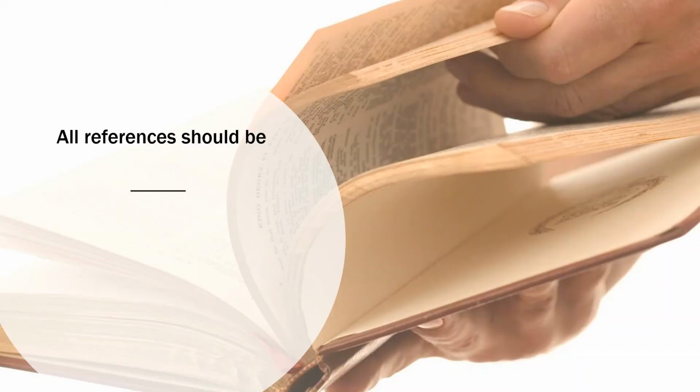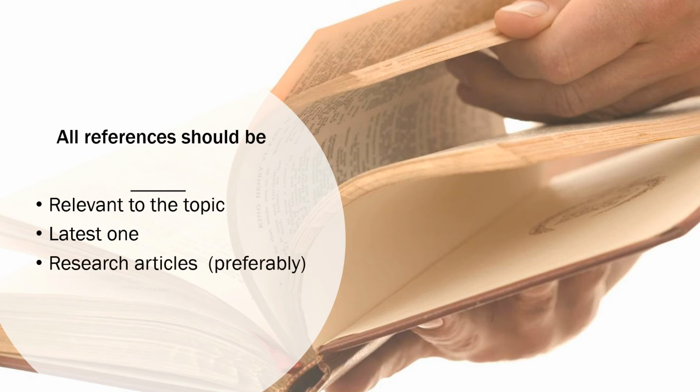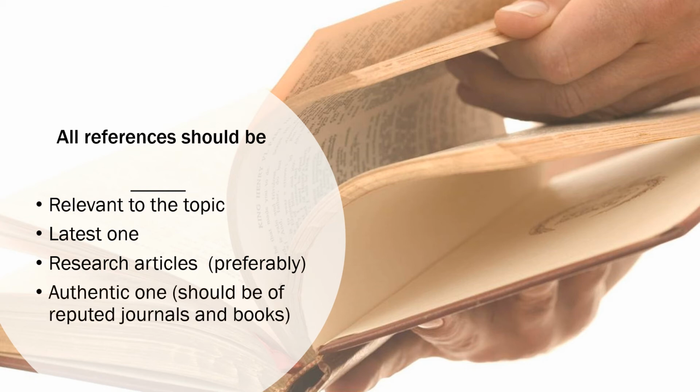And secondly, preferably you have to write research paper references, and they should be recent and the latest references. For example, if you are writing a synopsis, you can go for references from 2015, 16, 17, 18 and 19, but not older than that. And one more thing you have to keep in mind is that the references you are going to write should be authentic. It means they should be from reputed journals and books.